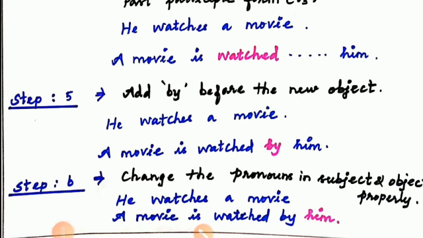In the fifth step, we have to add the preposition by in front of the new object in the passive voice. Passive voice la நம்ம மாத்தக்கூடிய new object க்கு முன்னாடி preposition by add பண்ணணும். And the last step is we have to change the pronouns properly, because we have a subject pronoun in active voice and we have to change it into an object pronoun in passive voice.